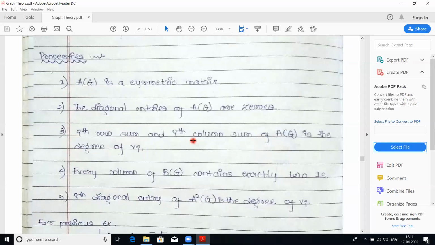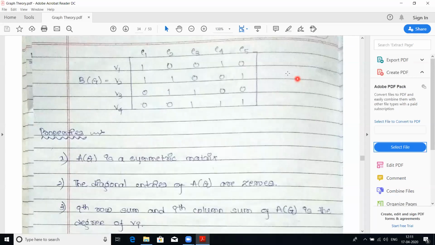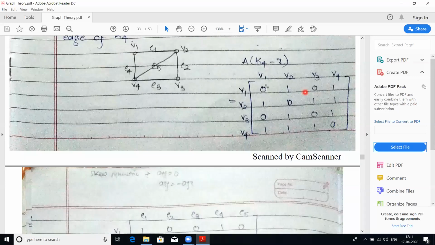Now these are some properties of the adjacency matrix. The adjacency matrix is always a symmetric matrix. Observe this matrix. It is symmetric. Symmetric means if you fold this matrix along the diagonal, the corresponding elements are equal. So this is a symmetric matrix we are getting.